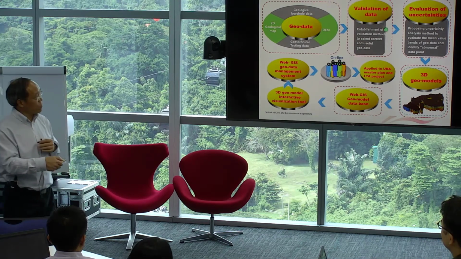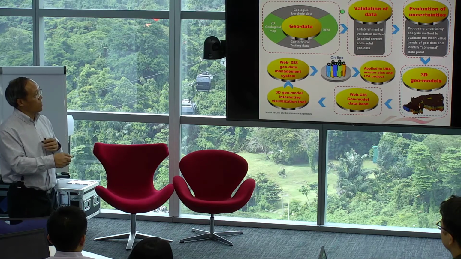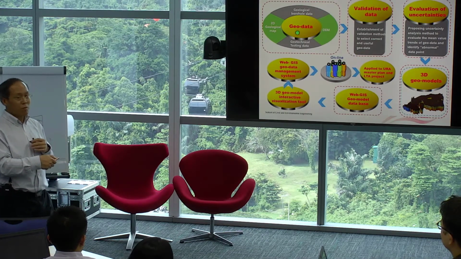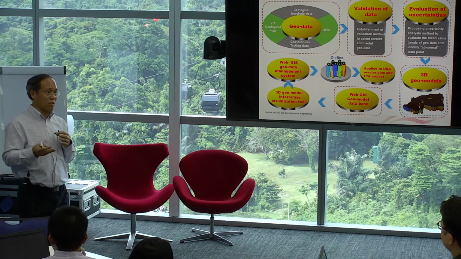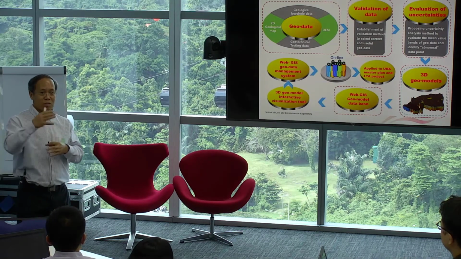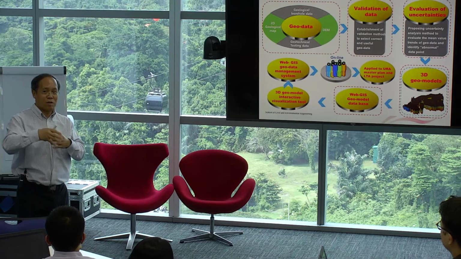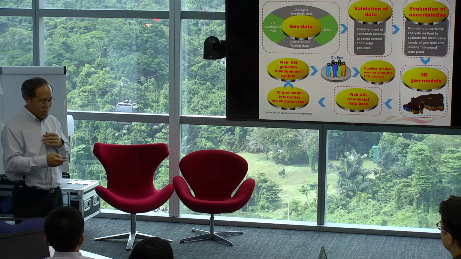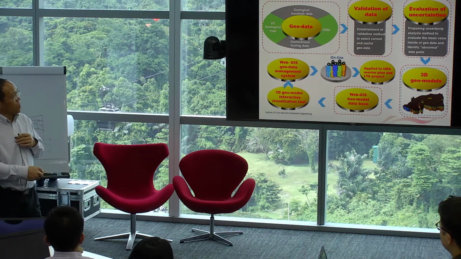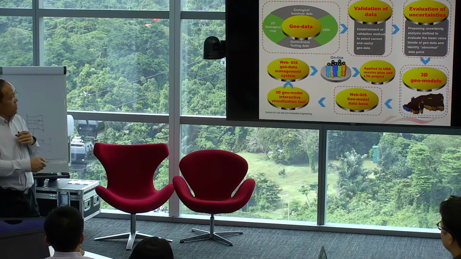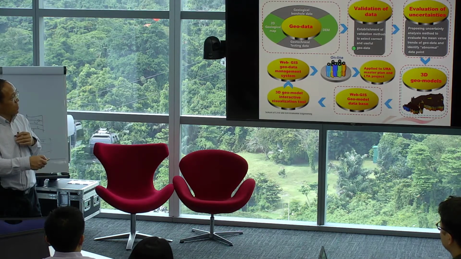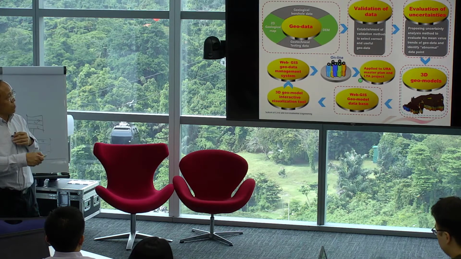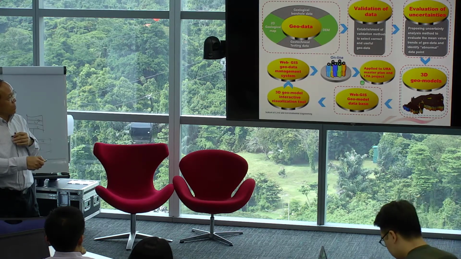However, before we do this, we really have to validate the data because some of the data may not be consistent. Number one problem is the elevation. The borehole may have been taken 20 years ago, but now even the elevation may have been changed. And of course, there are mistakes here and there. There are inconsistencies in the data. So all those have to be validated.